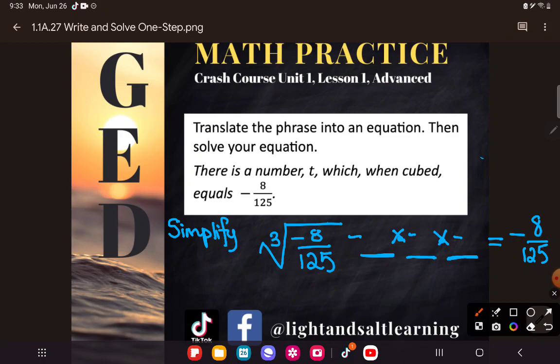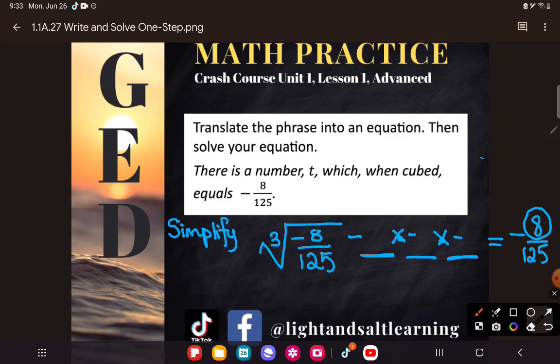Well, remember when you multiply fractions, not like adding and subtracting, okay? When you multiply, you just multiply straight across the top and straight across the bottom. So we can look at the numerator and the denominator of this fraction separately. We can ask ourselves, what number multiplied by itself 3 times gives me 8? Well, that's one of the perfect cubes.